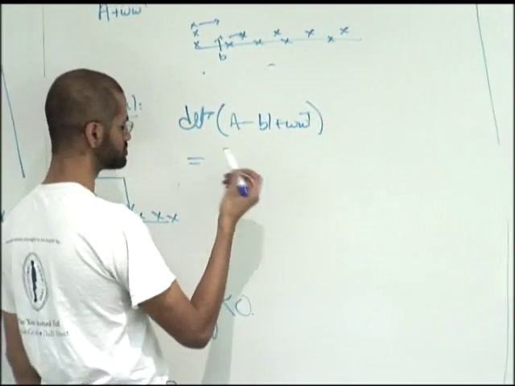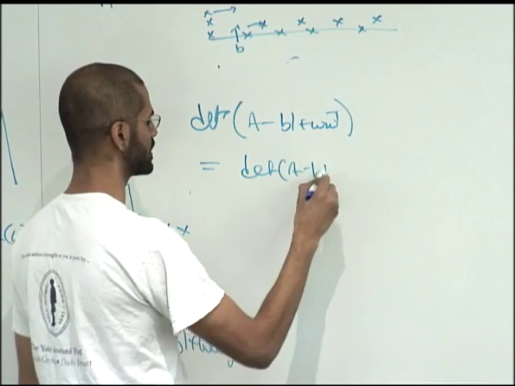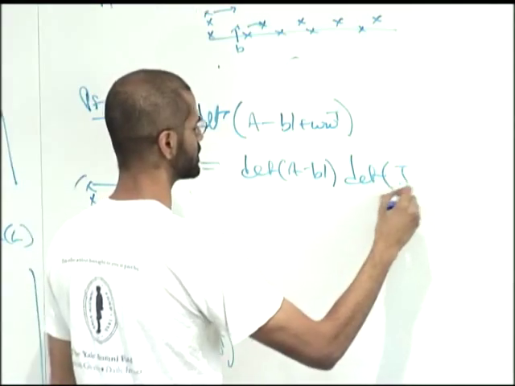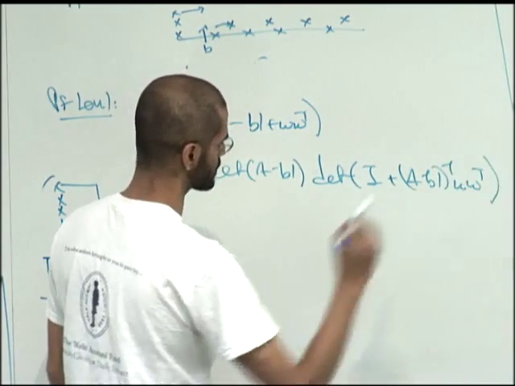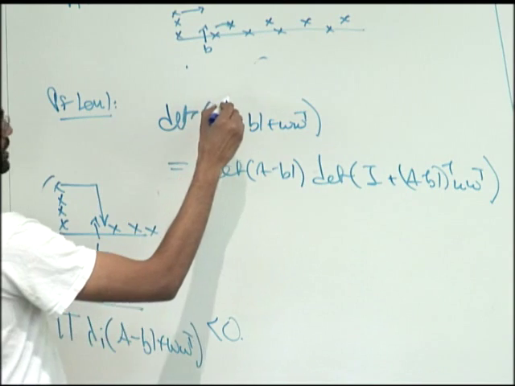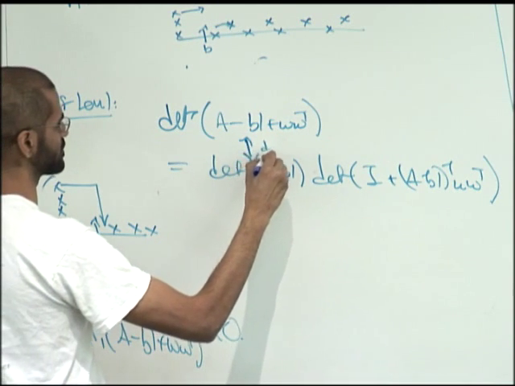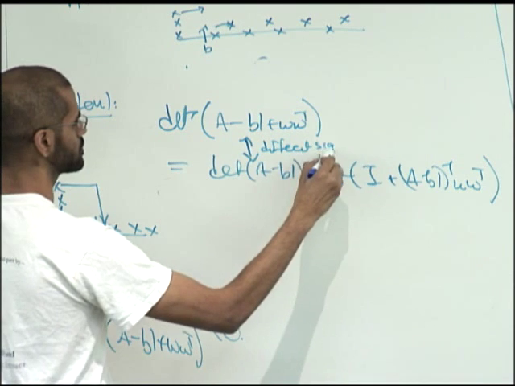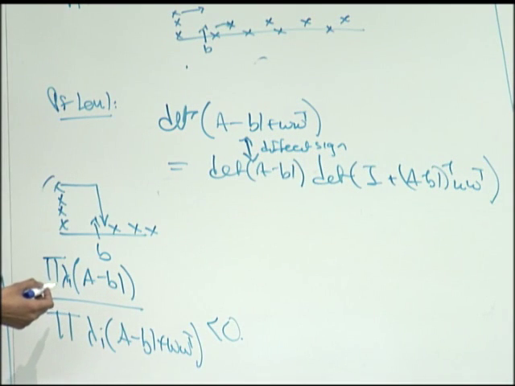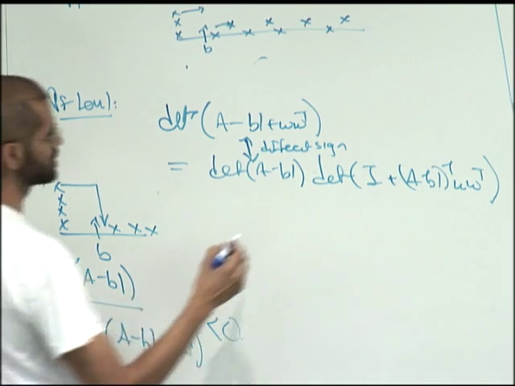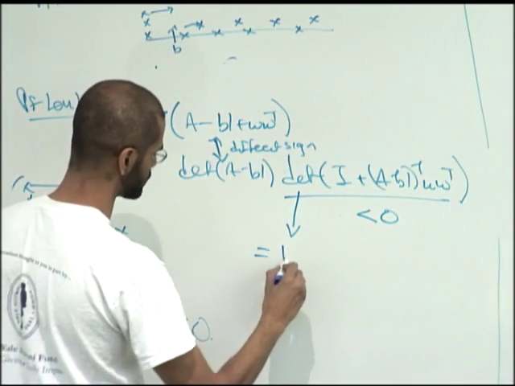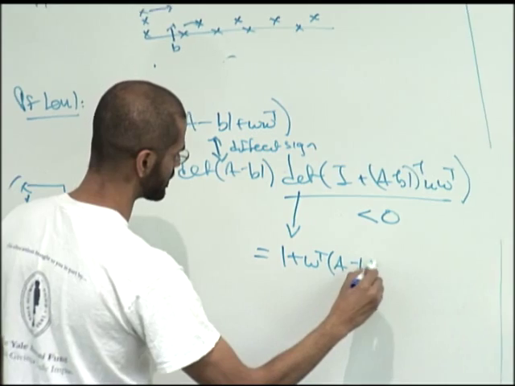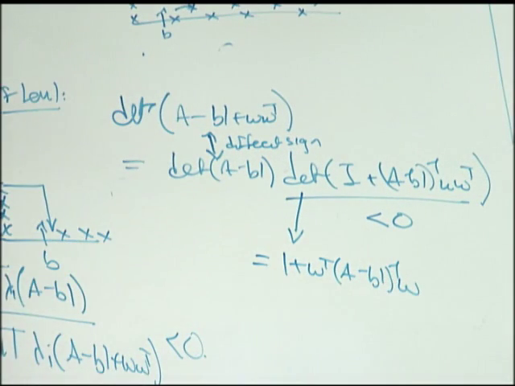This thing is the determinant of A minus bI times the determinant of identity plus (A minus bI) inverse w w transpose. Now these two things have different signs by the argument that I showed you here. The parity of the number of negative eigenvalues changed. Therefore, this thing is less than 0. But this thing is actually equal to 1 plus w transpose (A minus bI) inverse w. Yeah, you're right.